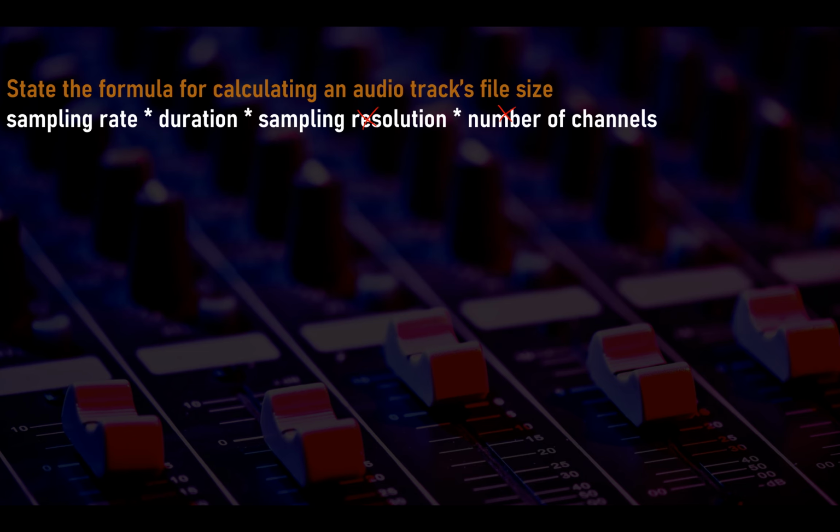Right then, the formula for calculating an audio track's file size is going to be the sampling rate, how many samples per second, multiplied by the sampling resolution, the size of each sample. That's going to tell us the size for 1 second. Then we just want to multiply by the duration, and then we need to multiply by the channels, because maybe we have a left and right channel, maybe we have more than that. So that should be all of those.